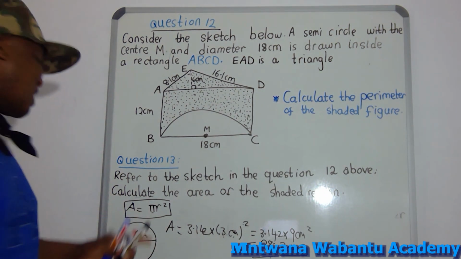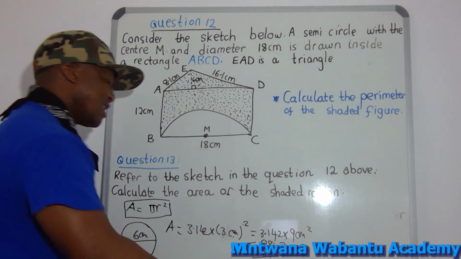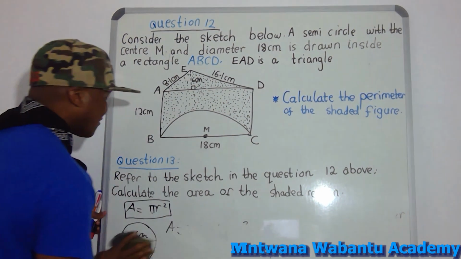So if it's the full area, you say pi r square. Okay? But if it's half area, it's easy. Area is easy. It's actually easier than circumference.